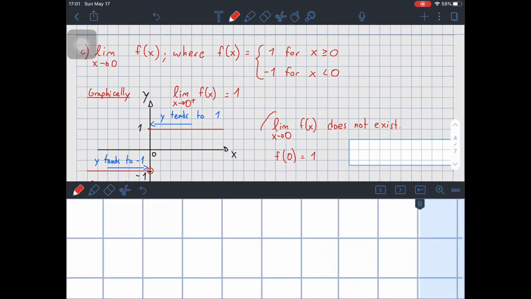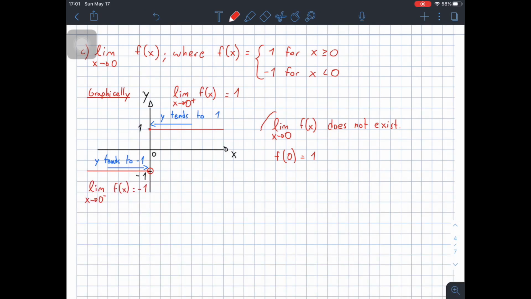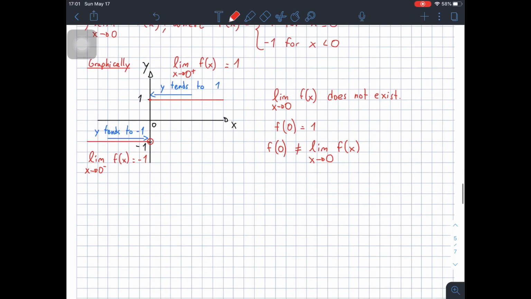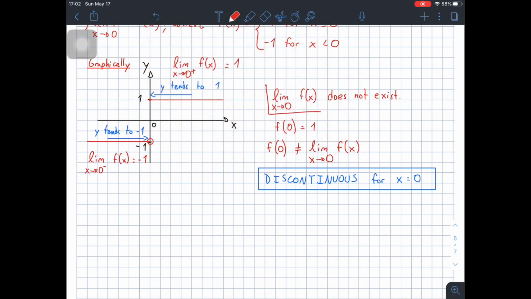And since both of these values are not the same, as f of 0 is different from the limit of f of x when x approaches 0, we're going to conclude that the function is discontinuous, once again, discontinuous for x equals 0. Okay, so it is discontinuous, and in this particular case the limit does not exist.